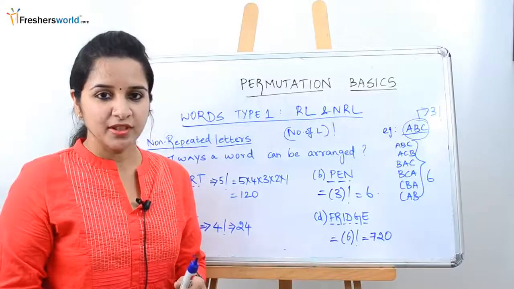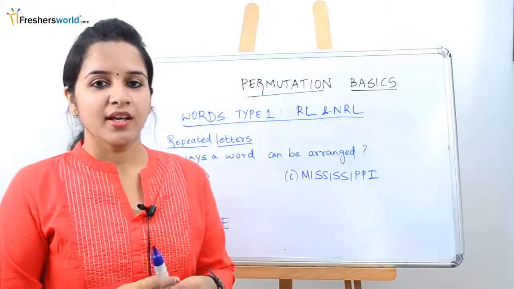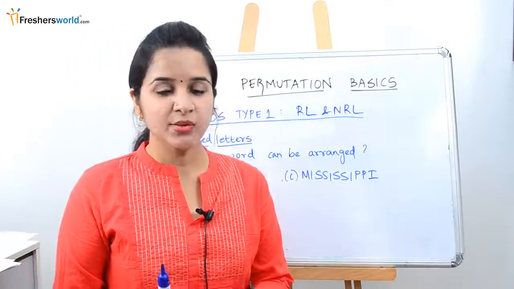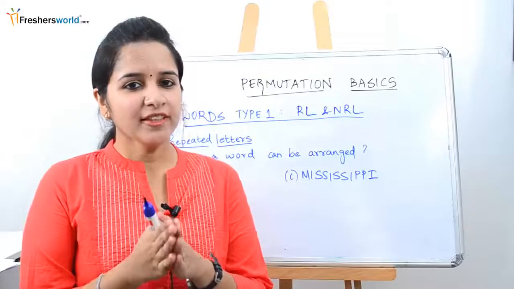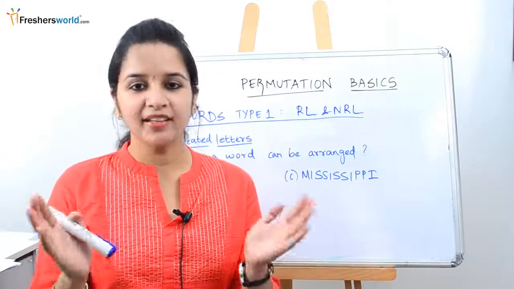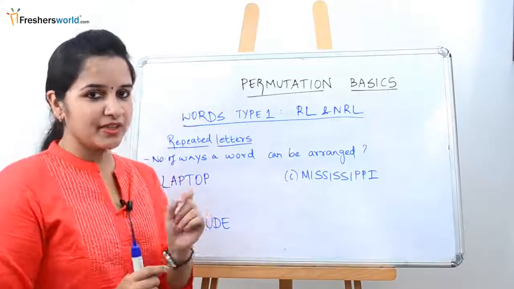The next type of sum we're going to see is with the repeated letters. In the last concept we dealt with non-repeated letters. Now we are going to deal with repeated letters. What we did in the non-repeated letters, we took the number of letters in the word and the factorial of it. A similar thing we are going to do with a minor change.